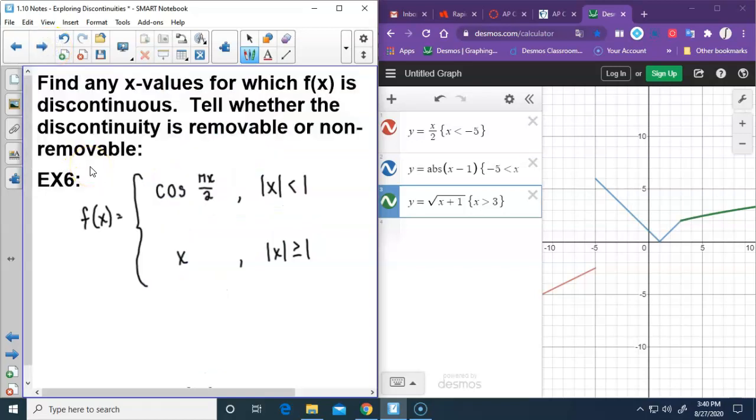Let's try another one. So here we want to tell where this is continuous, and we have a little bit different notation right here. We've got the absolute value of x is less than 1. So when you see this, we did this, well, I don't know. We may have quit doing this in Math 1. I don't think I've taught it in the last couple of years because they took it out of the curriculum.